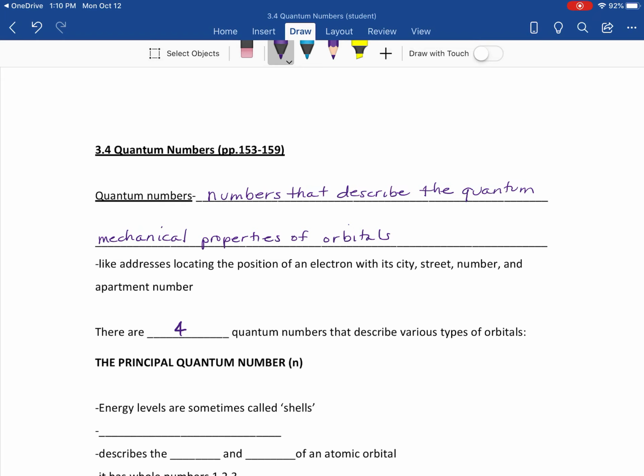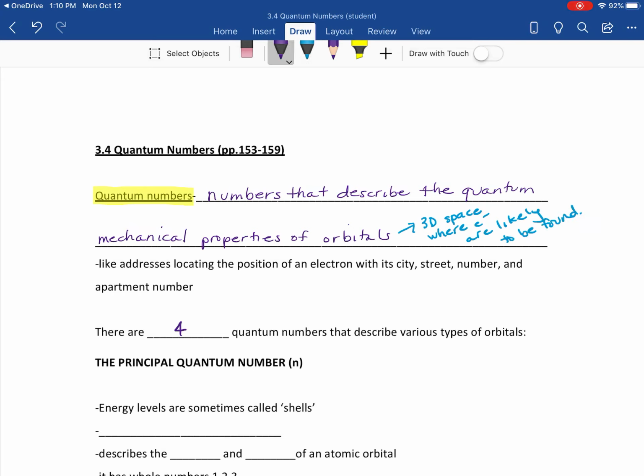So here's a really good definition that you need to know. Quantum numbers. Let's take a look at what it says. Numbers that describe the quantum mechanical properties of orbitals. And so let's just remind ourselves, what is an orbital? An orbital is a three-dimensional space where electrons are likely to be found.